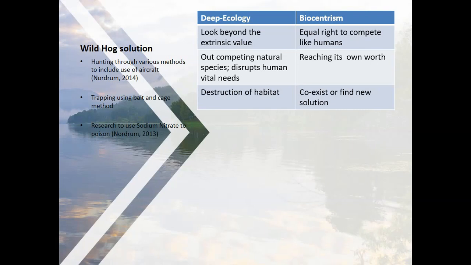The wild hog, as explained, also wreaks havoc on its newfound habitat. The solution for many years has been massive removal of the species through hunting efforts, with a new solution in research being poisoning with sodium nitrate in a way that it will not affect other species. We can apply similar explanations of both deep ecology and biocentrism, albeit with minor differences. The hog does have value, only this time humans can see it as an extrinsic value much easier than intrinsic. Unlike the python, the hog does impede on human vital needs.